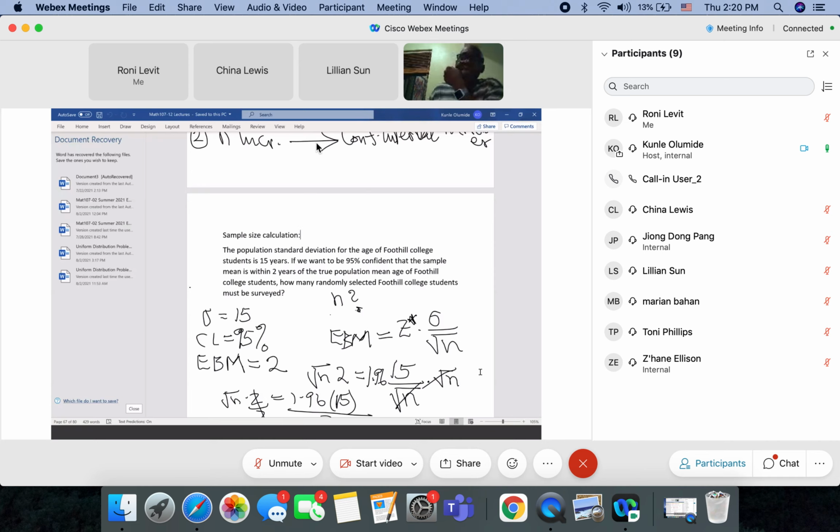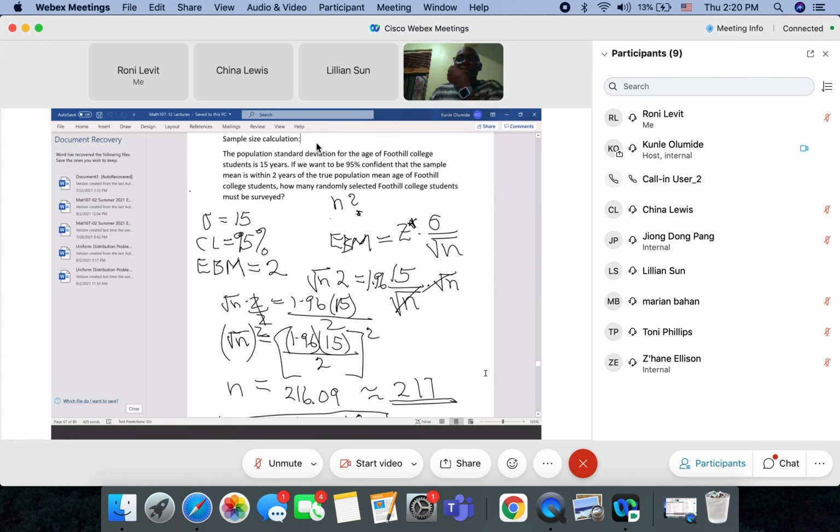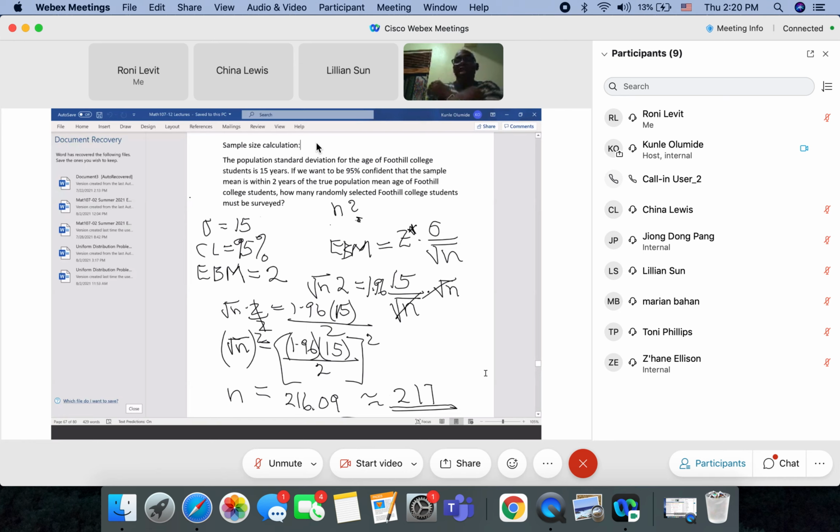Some of you still trying it before I reveal the answer to you. Okay, it's 216.09. I'm sorry, I accidentally took the square root of 14.7 instead of squaring it. So I made the same mistake. Okay. I'm glad we can figure out what the mistake is.